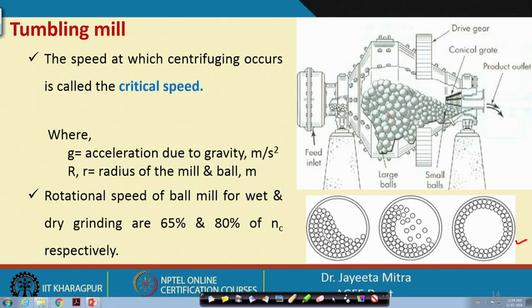So, here we can see in an actual case how it looks when it is filled with the balls. Okay, this is the driving gear at the top, this is the feed inlet, from here we send the material, and this is the product outlet. There is a conical grate given, and the size of the balls also differs. Here the larger balls are there and the smaller balls are also there. Now, we need to calculate the speed at which it should run properly.